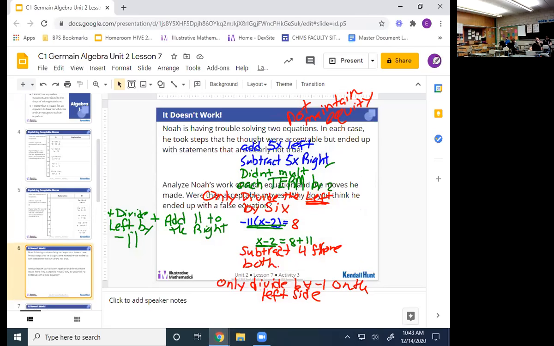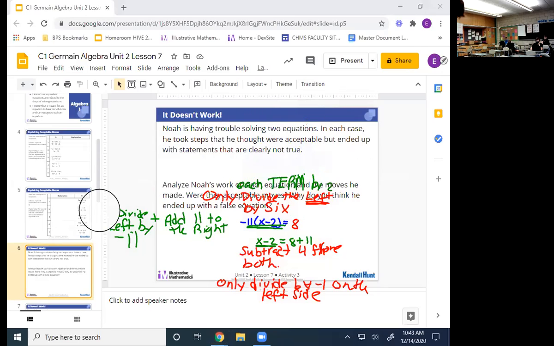The next activity, if you're looking in your book, is 7.3. It's called It Doesn't Work, okay? Noah solved some equations on the next slide. It's going to be your job to look at the steps that he took, and decide where his mistake is, and where he did not maintain equity. What was right? Which moves were right? Which ones were wrong? You're going to look at 2 different equations that he ended up solving, and for each one, you're going to decide where those mistakes are.